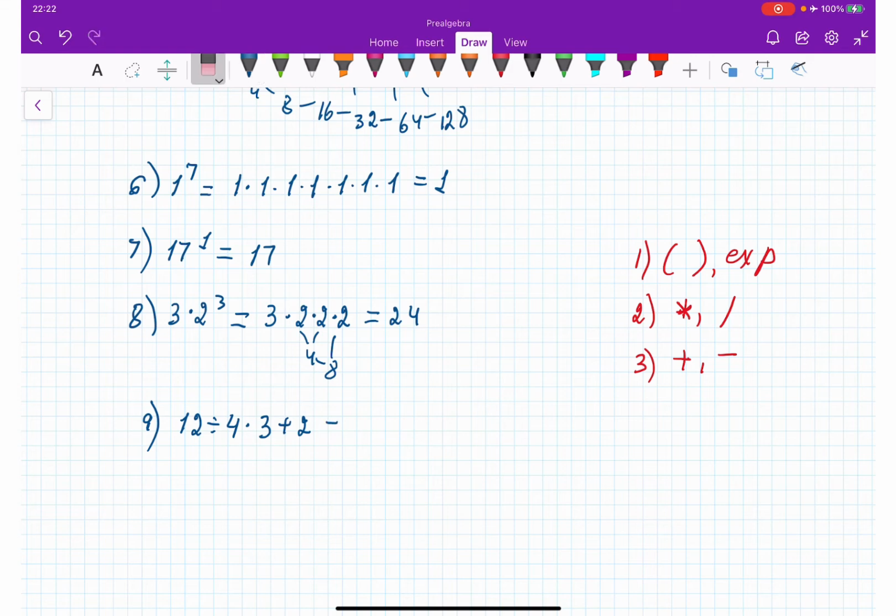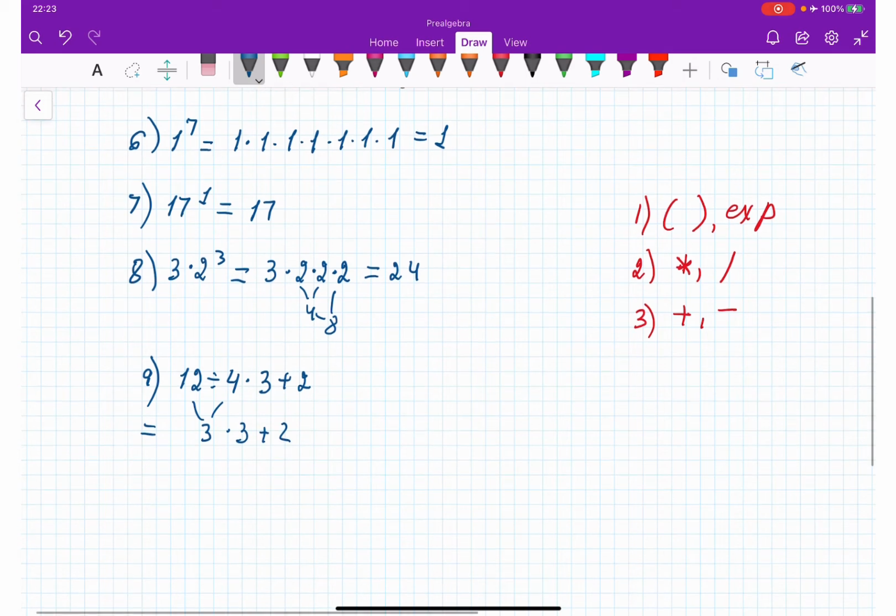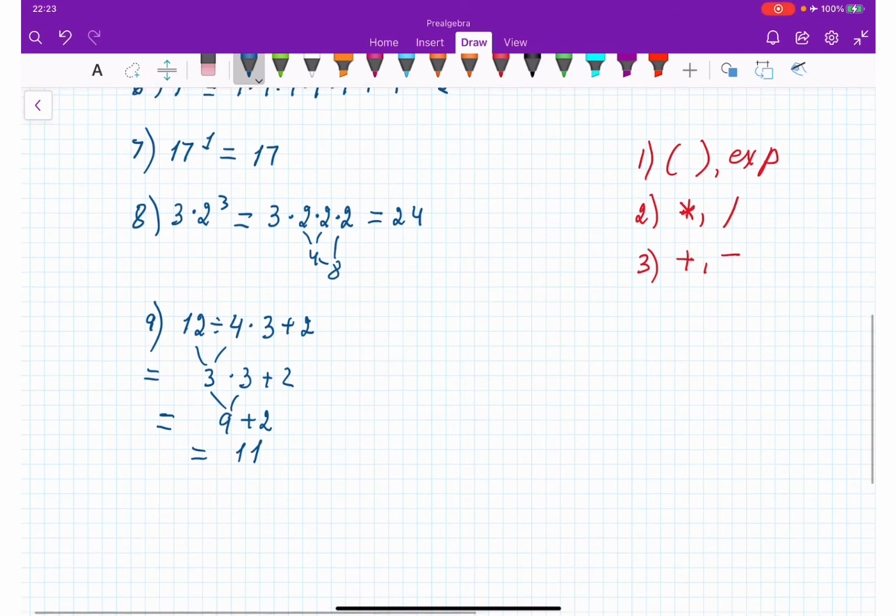What do we have? So first come, we have multiplication, division, and addition. So multiplication and division, I'm going to do first. So first come 12 divided by 4. It's going to be 3. Times 3 plus 2. Next, 3 times 3, it's going to be 9 plus 2. And finally, the answer is going to be 11.